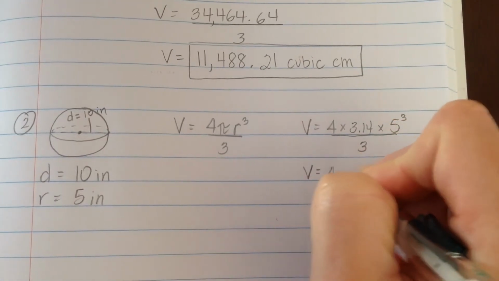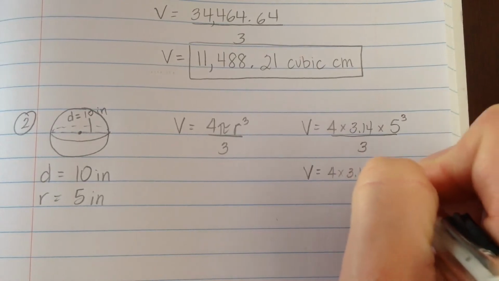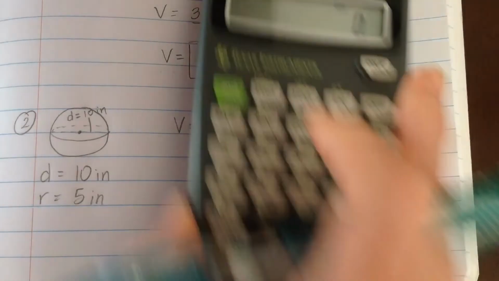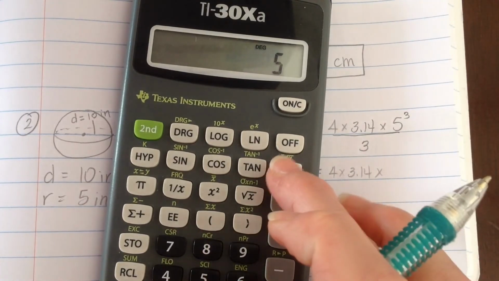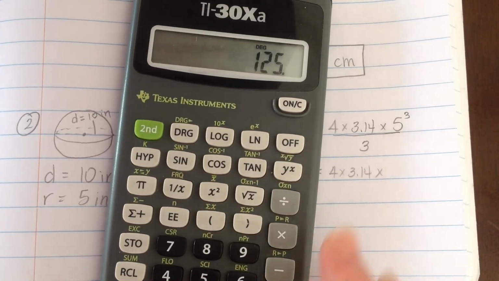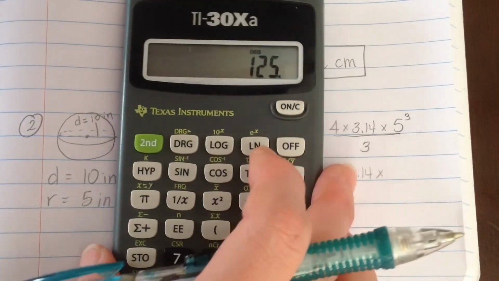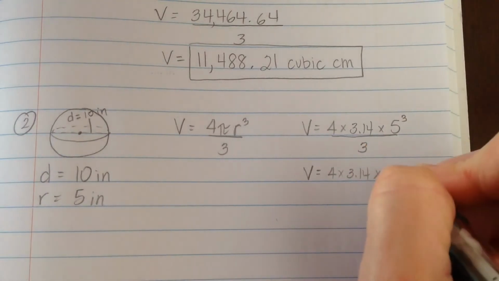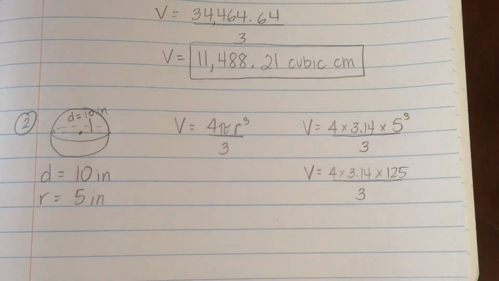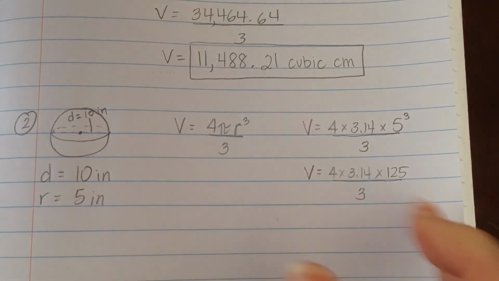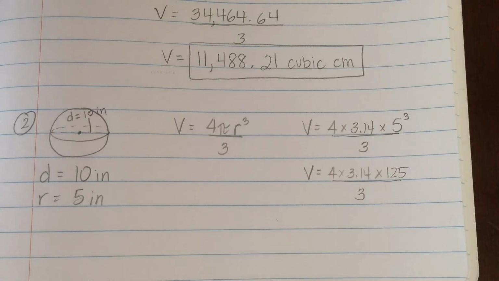All right, 4 times 3.14 times 5 cubed. 5 cubed is one of those that you should kind of know, but if you don't, put it in the calculator, it's 125. All right, 5 cubed is 125. Then times 125, divided by 3. Okay. Now we're going to multiply all of this together.